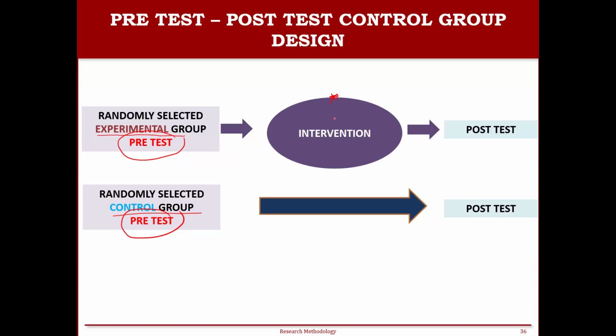Then you can apply that intervention, the new manufacturing method, to the experimental group, and the control group will follow the traditional manufacturing method. No changes, no new interventions, right? But let's say after a certain time period, after 5 months or after a quarter, we can conduct a common post-test. That post-test and the pre-test should be common, right?